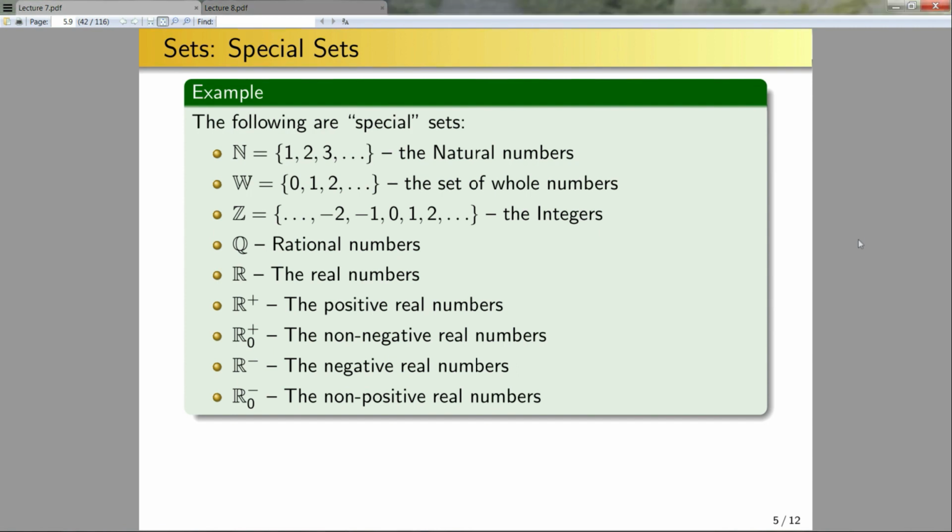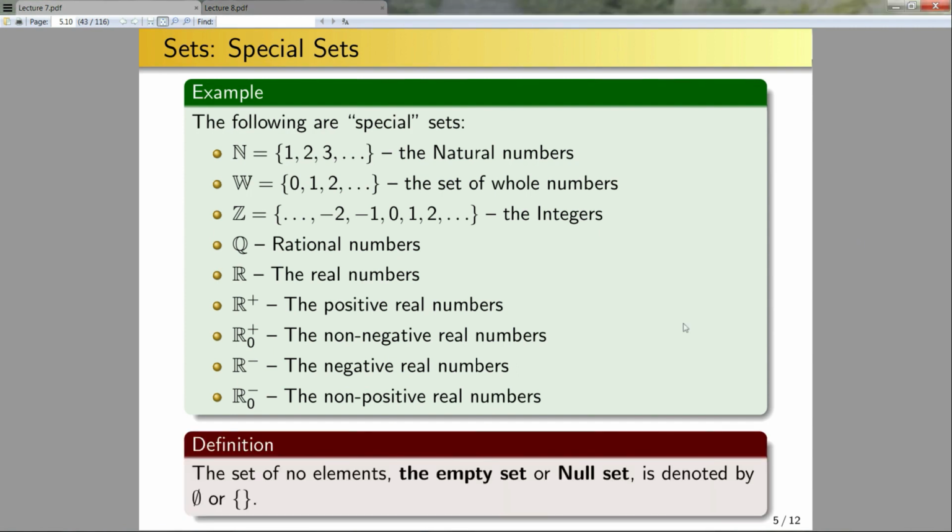So now there's one more super special set. Definition: the set of no elements is called the empty set or the null set and is denoted by either this symbol here or simply two brackets with nothing in the middle. So in many applications and in many real-world problems, the null set is needed to be able to actually work with sets. So in some sense, the null set kind of acts like 0. It's not, but in some ways it serves the same purpose.